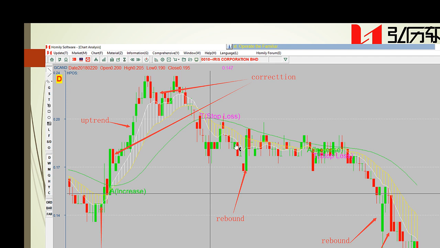is the resistance. Yes, this is the resistance. And then we can see here is a downtrend because the price stands below the green line. So this is the downtrend.